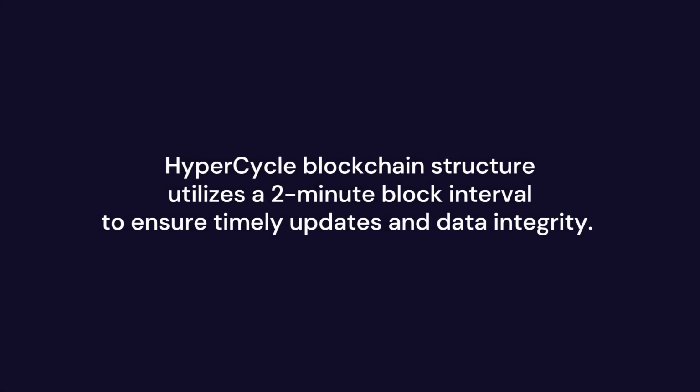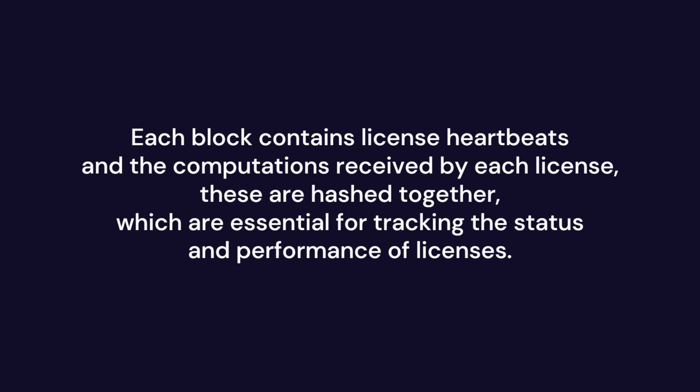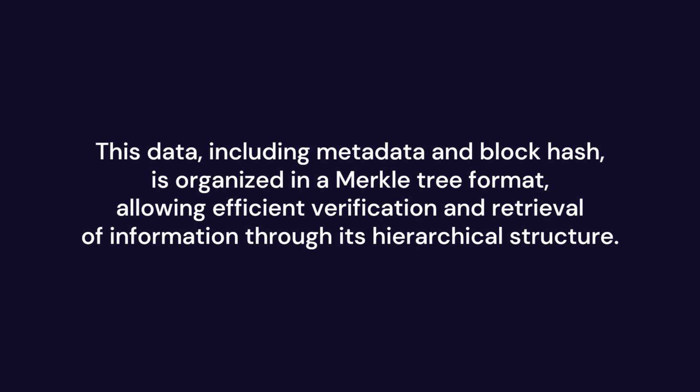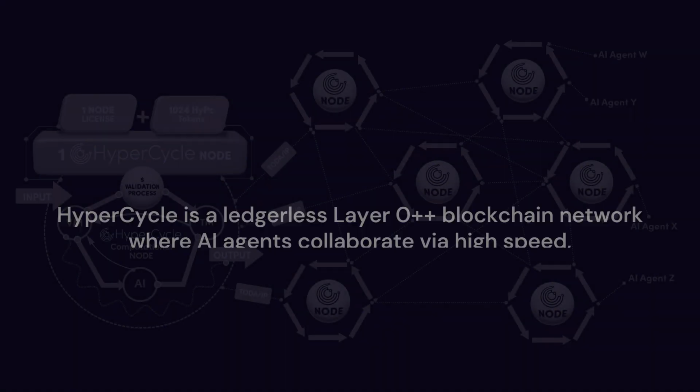This blockchain structure utilizes a 2-minute block interval to ensure timely updates and data integrity. Each block contains license heartbeats and the computations received by each license. These are hashed together, which are essential for tracking the status and performance of licenses. This data, including metadata and block hash, is organized in a Merkle tree format, allowing efficient verification and retrieval of information through its hierarchical structure.